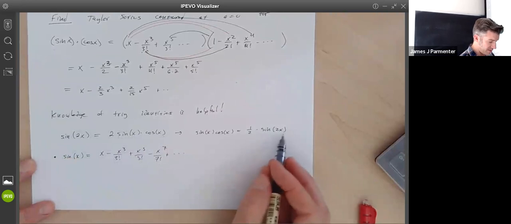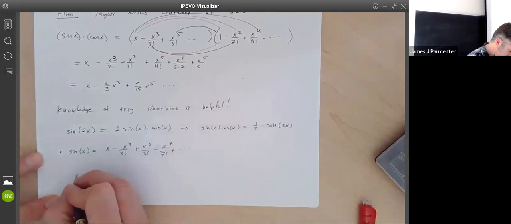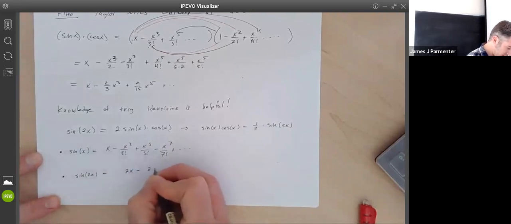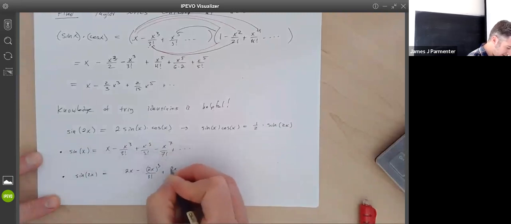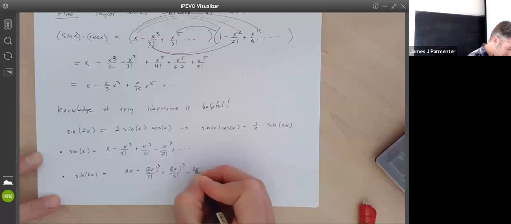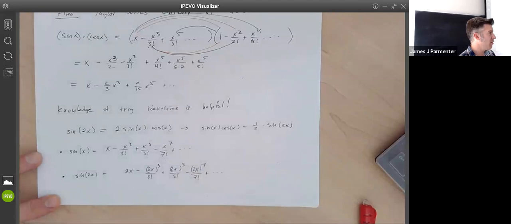So if I want 1/2 times sine of 2x, well, I'm going to take sine of 2x, which is going to be 2x minus 2x cubed over 3 factorial plus 2x to the 5th over 5 factorial, etc. And then multiply the whole thing by 1/2.